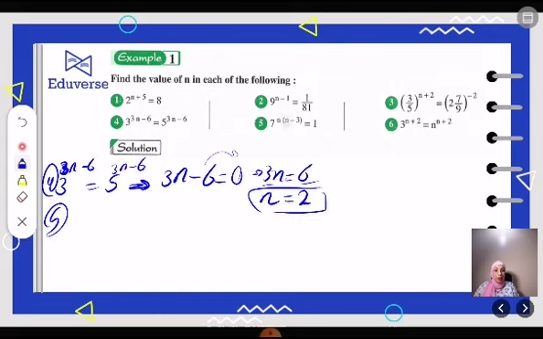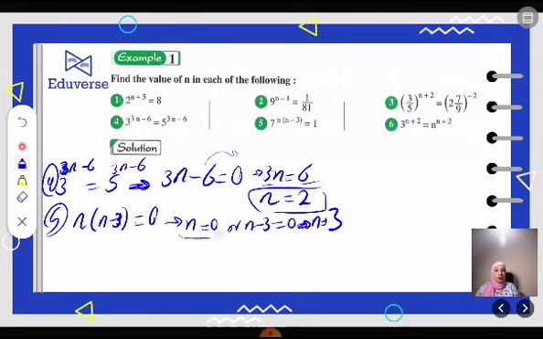7 to a power equals 1. Any number raised to any power equals 1 when the power is 0. Yes. So directly I will say that n multiplied by n minus 3 equals 0. As we used to say in solving equations, we separate it and we say that n equals 0 or n minus 3 equals 0. From this one we can get its result, n equals 3. So now I have that n may be 0 or n may be 3, as you can see here.